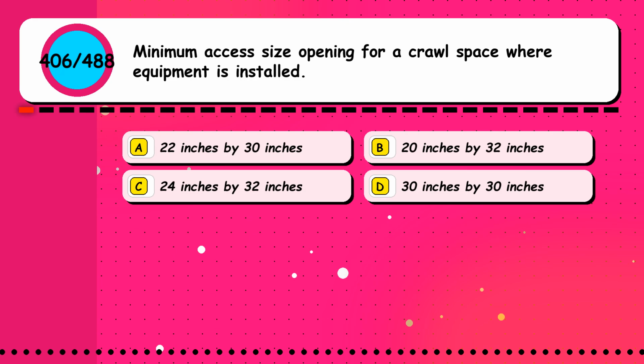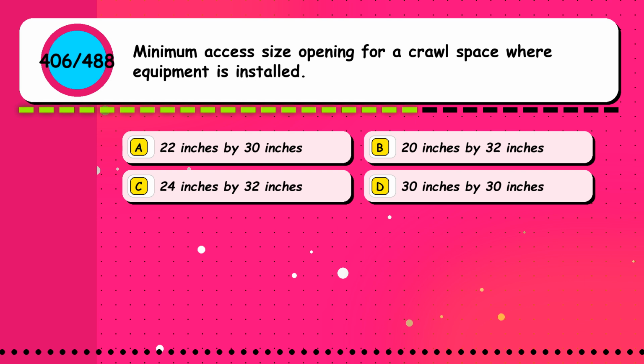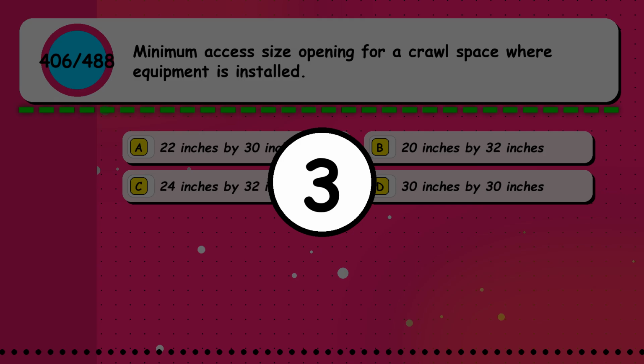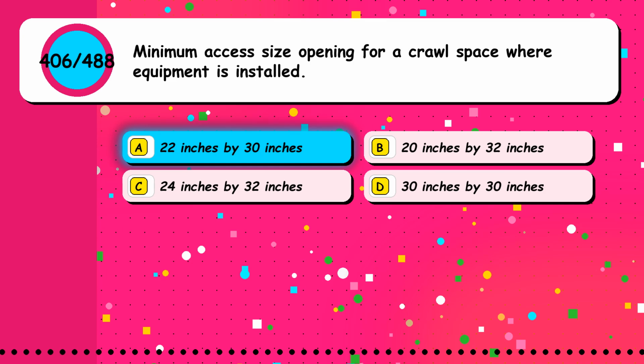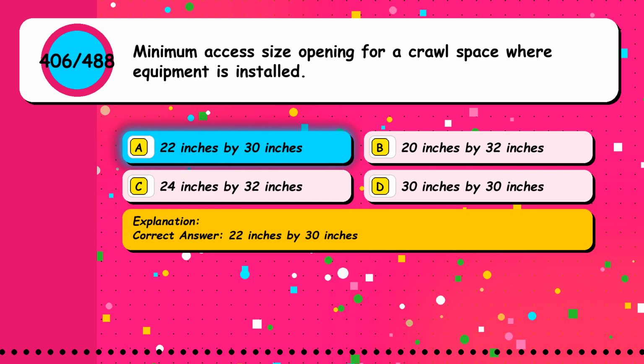Question 406. Minimum access size opening for a crawl space where equipment is installed. Option A, 22 inches by 30 inches. Option B, 20 inches by 32 inches. Option C, 24 inches by 32 inches. Option D, 30 inches by 30 inches. The correct answer is option A, 22 inches by 30 inches.